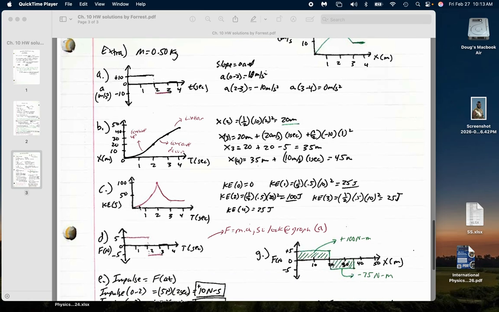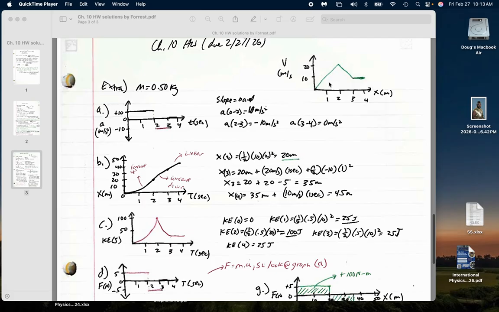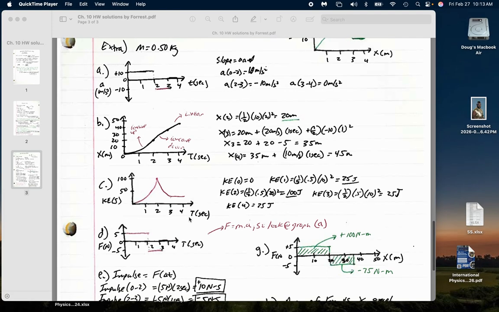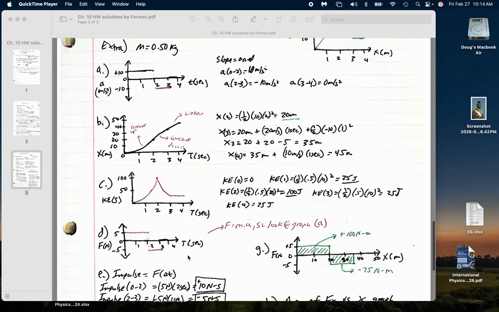So for C, I ended up getting kinetic energy versus time. So I just plugged the velocities in after every 1 second, 1/2 mv squared, and the mass was 0.5 kilograms, to get the kinetic energies. For letter D, I was asked to have the force versus time graph. So if I know Newton's second law, F equals ma, then I can essentially have the 0.5 kilograms times the acceleration in this graph, which was the graph for part A, and I get the forces.